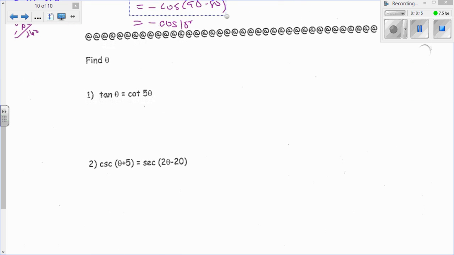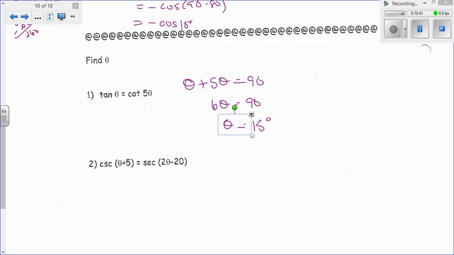Okay, after that being complicated, these are really, really, really easy. Anytime you have a problem like this and you have two cofunctions in an equation, we said the angles were complementary, so we take the angles and add them up to 90. So I'm literally going to say that theta plus 5 theta is equal to 90. So it means 6 theta equals 90. Divide by 6, so theta is equal to 15 degrees.